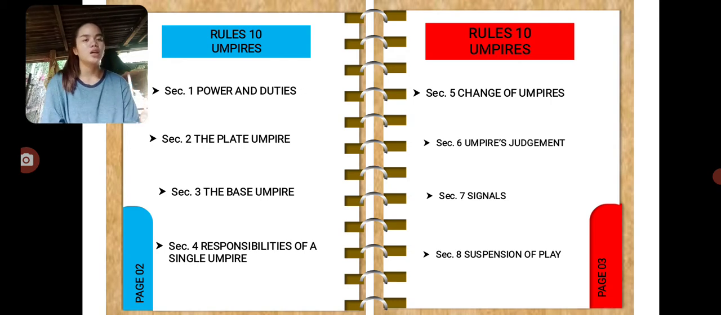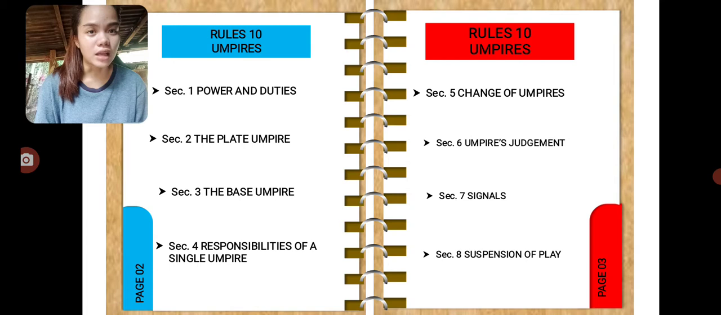So Section 6, umpire's judgment. There shall be no appeal from any decision of any umpire on the grounds that he was not correct in his conclusion as to whether a batted ball was fair or foul. So kung ano yung decision ng umpire, it should be the decision of the umpire. And as a player, and as stated in the sportsmanship, as a true player, you will have the right to accept the decision of the umpire.